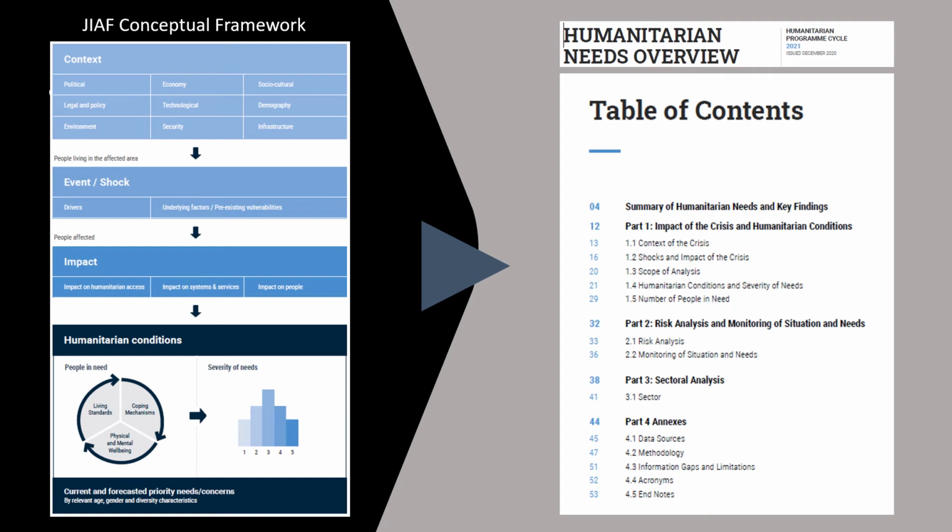Pillar 4 in the JIAF and section 1.4 in the H&O form the analytical heart. This is where all the analysis comes together, linking back to context, shock and impact, and exploring how humanitarian conditions manifest themselves in the most vulnerable groups. To allow for a truly people-centered lens, this section should be organized by vulnerable groups.